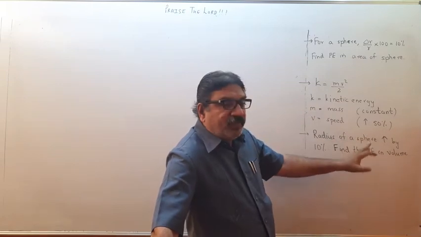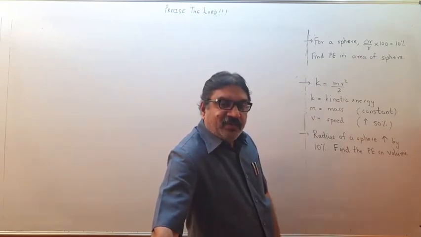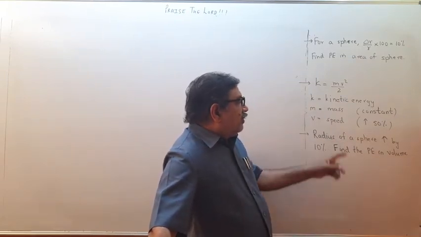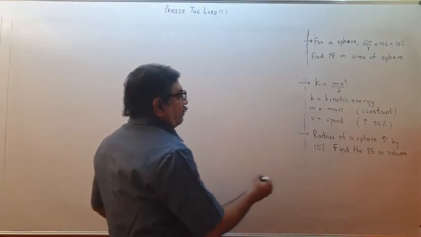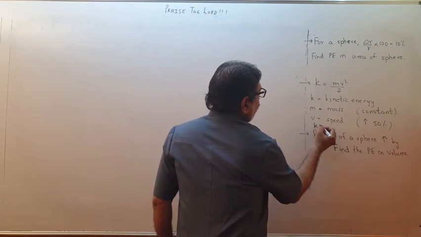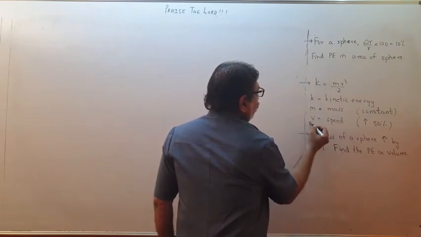It is increasing by 50%. So speed has changed by 50%. So we have to find percentage error in kinetic energy. That is not mentioned, but we have to find that. K, percentage error in K is how much?